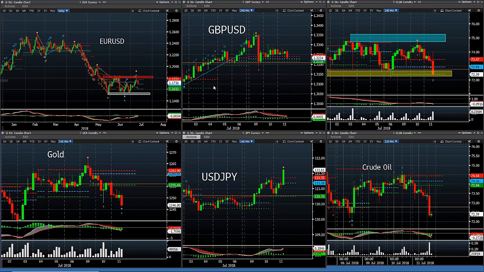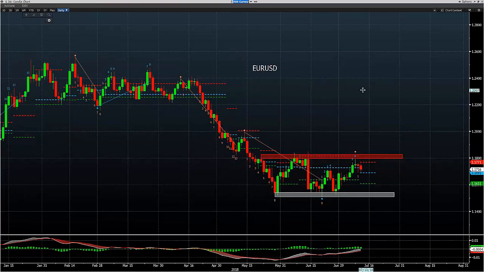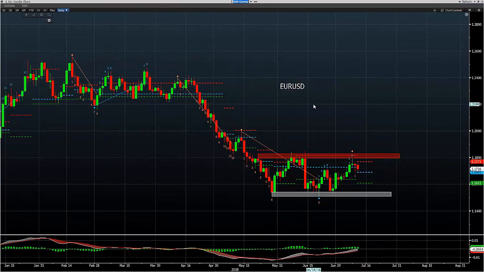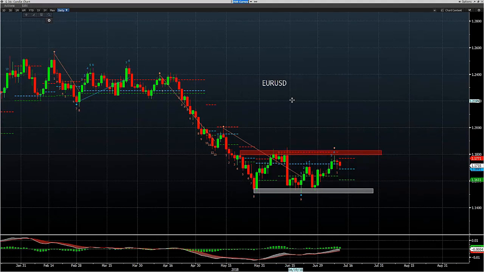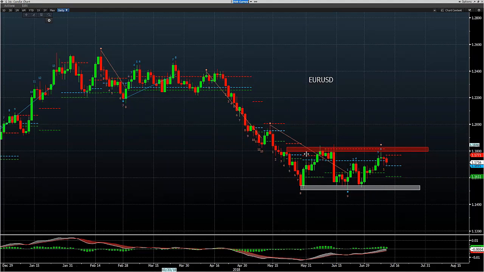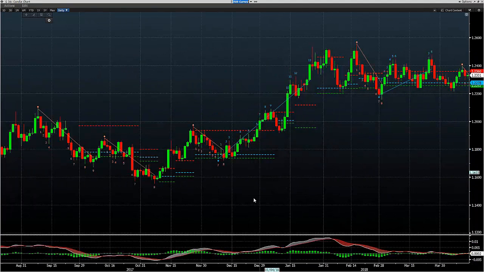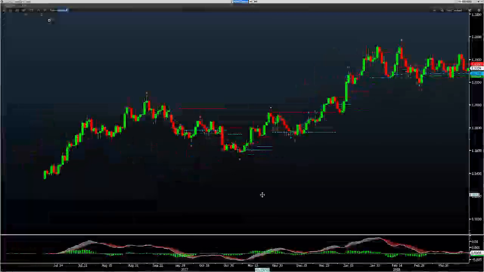Okay, so I talked about levels. I talked about bias. Let me show you what levels look like and where they come from and how they're derived. So EUR/USD. A lot of people trade currencies. Here is a daily chart of EUR/USD. And let me back up a little. I'll get back into 2017. Seems like a great time to come back to.